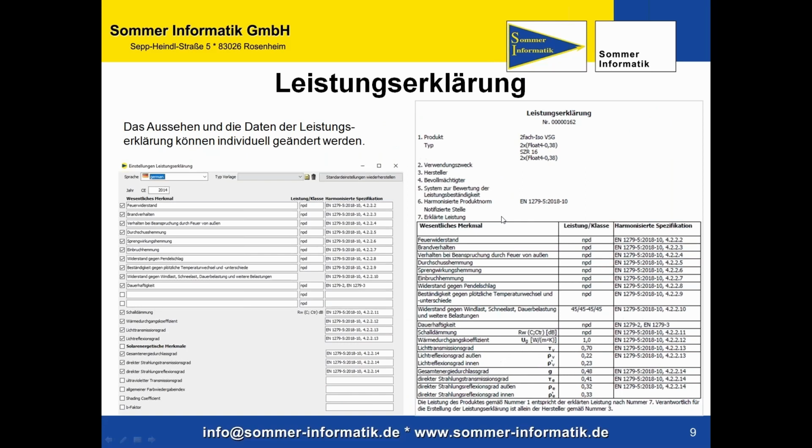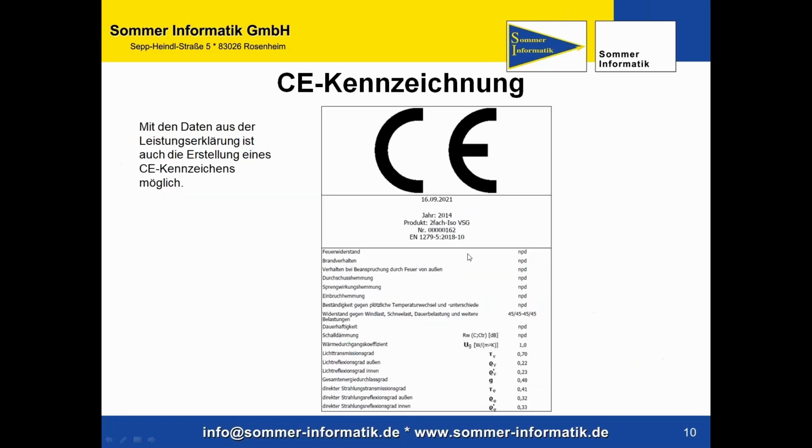Then, as a second possibility, especially interesting for manufacturers, you can create a declaration of performance for a specific product, a specific insulating glass pane, or also for a specific coating of the glass. There are then some settings where you can add layout or also signature and so on. CE marking, also in the context of the declaration of performance. Here you also have the option of creating a CE mark for a specific product as a PDF and outputting it accordingly.